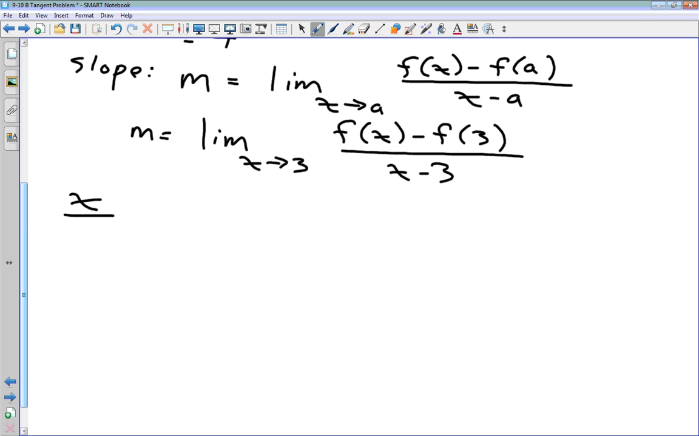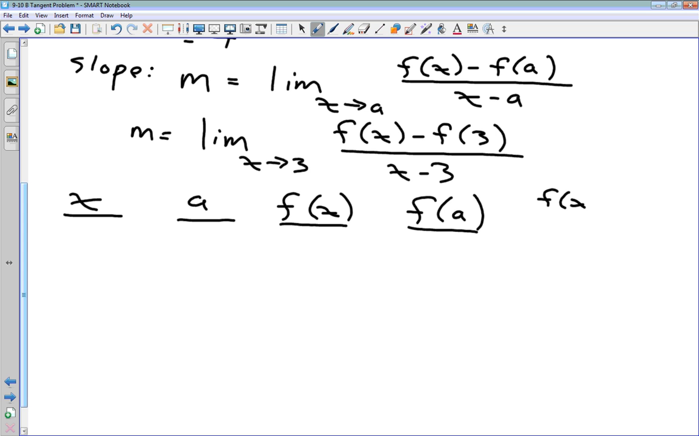So we're going to have a column for our x value. We're going to have a column for our a value, or the point that we're interested in finding the slope of the tangent at. We're going to calculate f at x. We're going to calculate f at a. And finally, we're going to calculate f at x minus f at a all over x minus a. So our a value is going to be 3. That's not going to change.